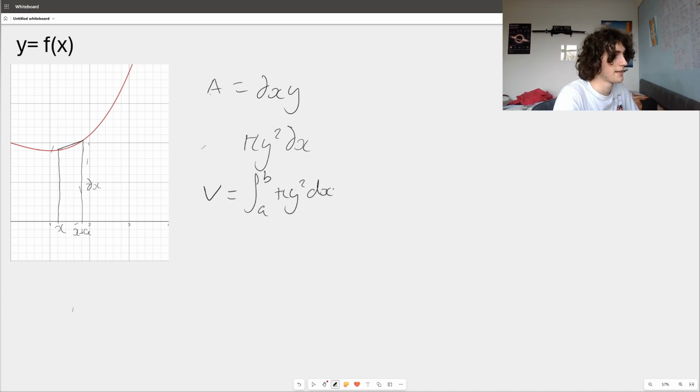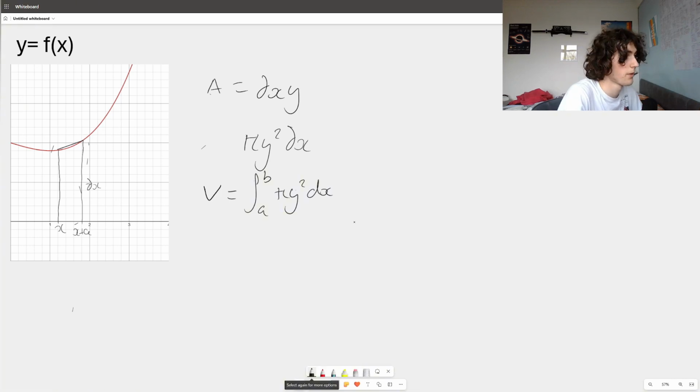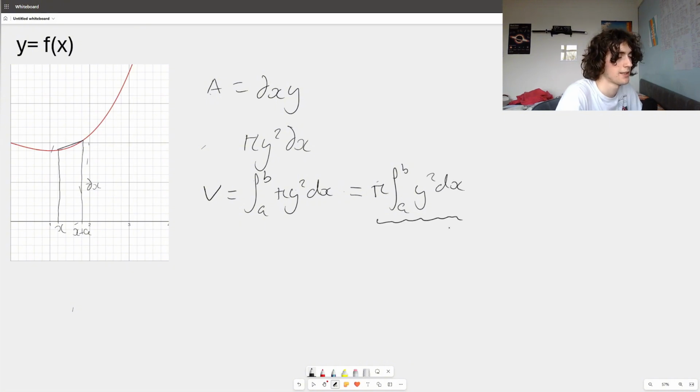We can pull pi out of this integral, therefore this is equal to pi times the integral from a to b of y squared dx. And this is going to be our calculation for a volume of revolution.